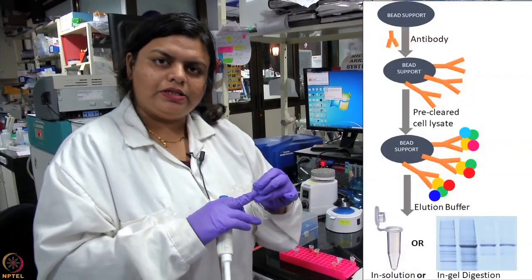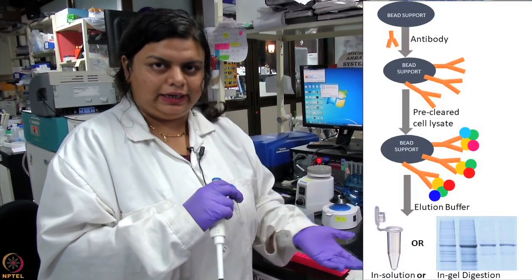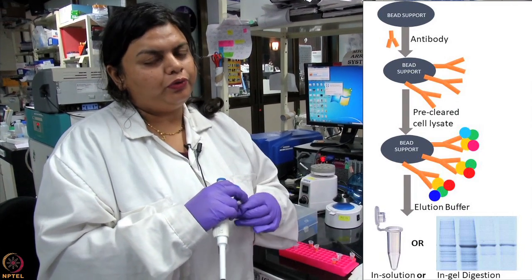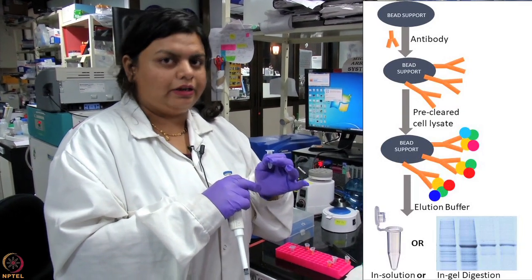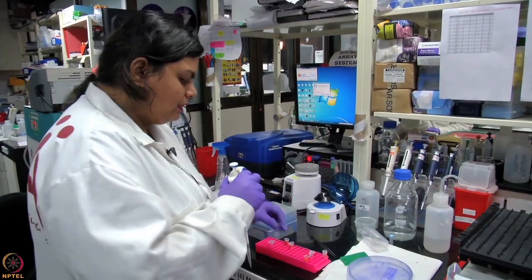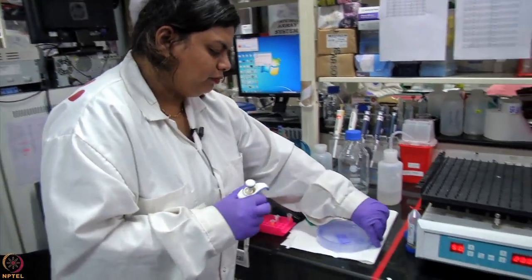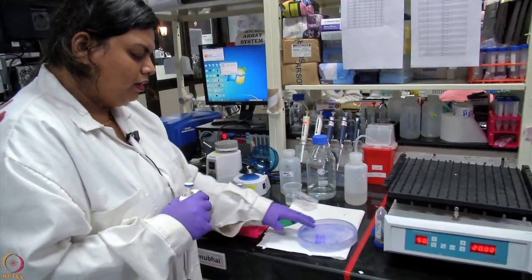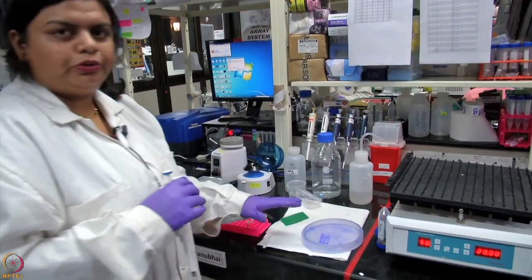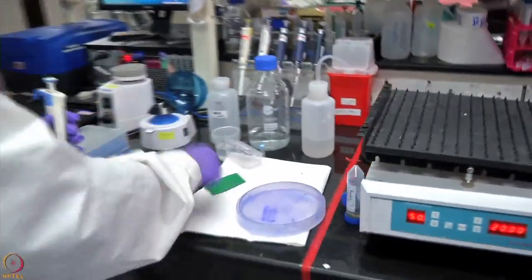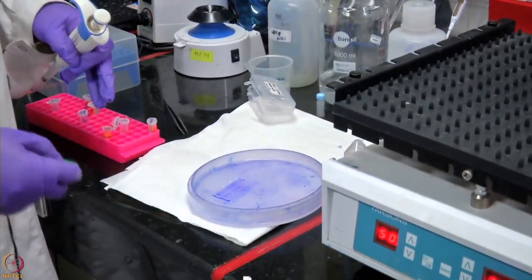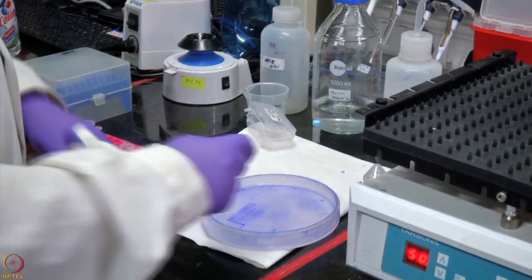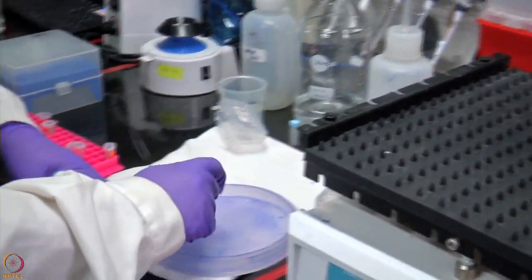There can be two ways by which you can go for the protein identification. Number one, you can go for the in-solution digestion of this eluate. Number two, you can perform an in-gel digestion. Here you can see when you run the protein in a gel, you will get different bands and now you don't know what is what. So various proteins that are present in the mixture will get separated in the SDS gel. So we will do the in-gel digestion.